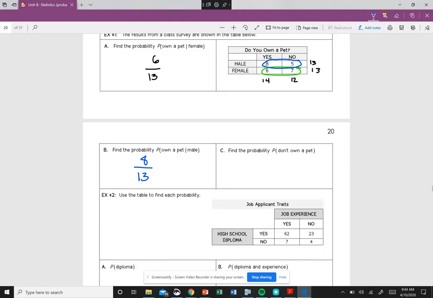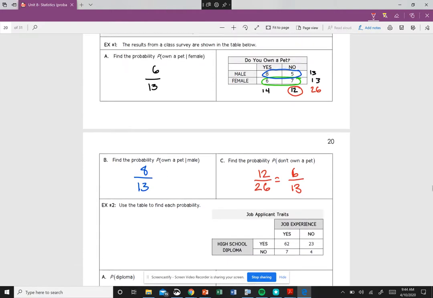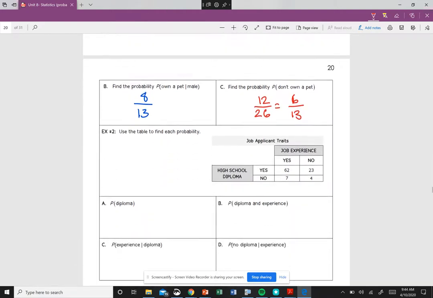So this now doesn't give us a given thing. So that means we're only looking at the totals of everybody. So there are a total of 26 kids, and out of the 26 kids, 12 don't own pets. Does that make sense? And 12 out of 26 reduces down to 6 out of 13. Which is interesting, which is the probability of owning a pet if you're female.